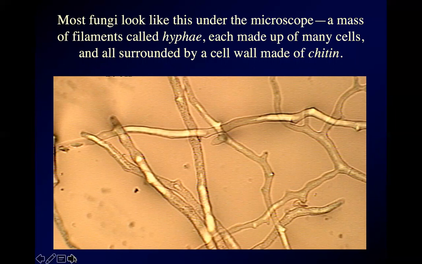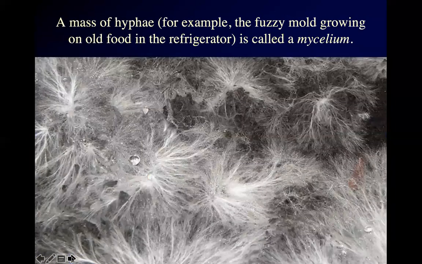Different from peptidoglycan, which is what bacterial cell walls are made of, at least partly, sometimes mostly, and different from other cell walls that we'll encounter. Fungal cell walls are made of chitin. If you have a mass of hyphae, it's called a mycelium.